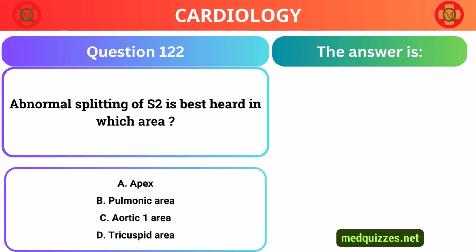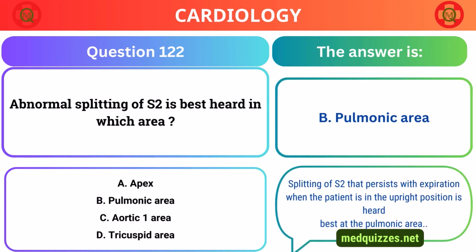The question 122, abnormal splitting of S2 is best heard in which area? A. Apex, B. Pulmonic area, C. Aortic area, D. Tricuspid area. The correct answer is B. Pulmonic area.